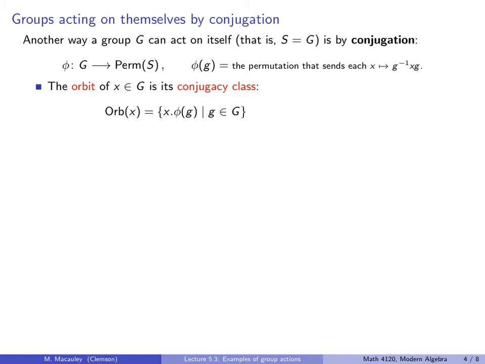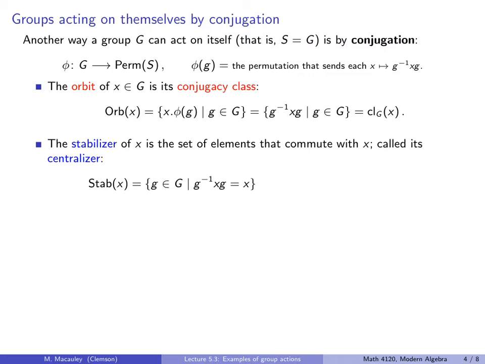The orbit of x, I claim, is its conjugacy class. So let's see why. The orbit of x is by definition the set of all things you can get to from x by pressing a G button where g is in our group. Formally, that is the set of all g inverse xg where g ranges in the group, and that's the definition of the conjugacy class of x in G.